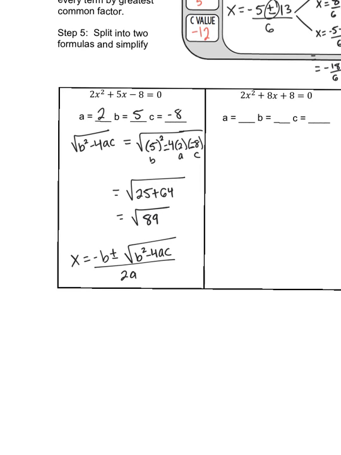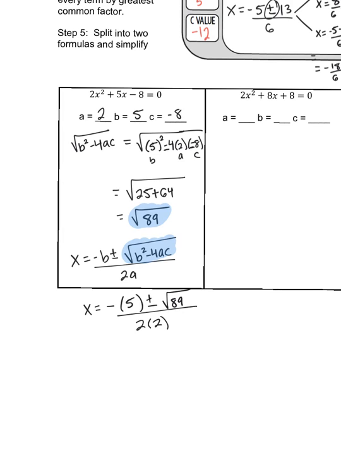Okay, so the piece that we just found, that square root of 89, that's what's going to be replacing this piece here. And then everything else is going to get replaced with what we have at the top. So negative, my b value is 5, plus or minus, I'm going to replace the blue with the square root of 89, and then divided by 2a, a is 2.